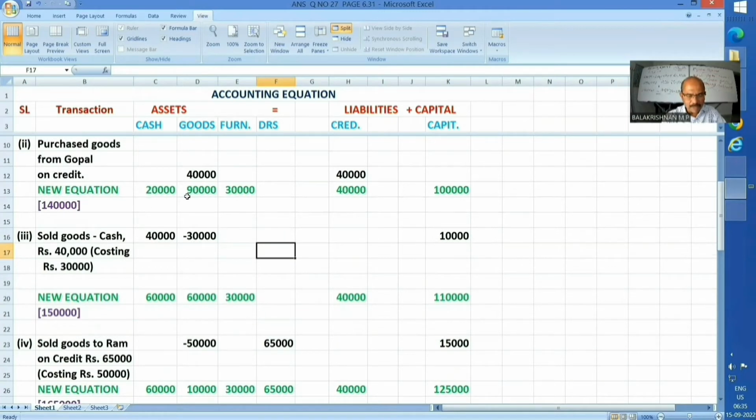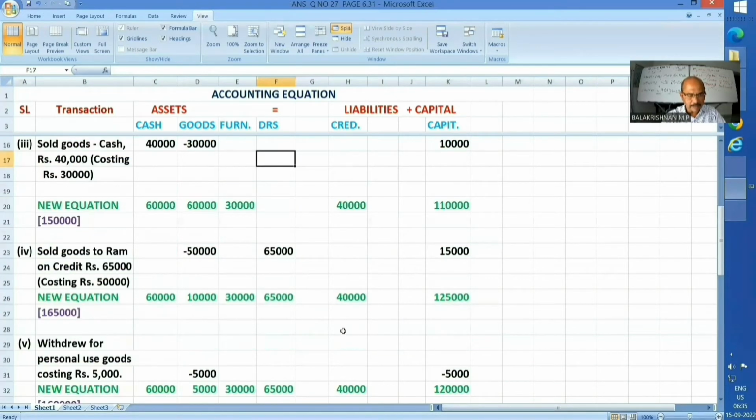The total of the assets, 1,40,000, is nothing but the liabilities plus capital. Capital is intact, 1,40,000. Okay. Let us take the third one.